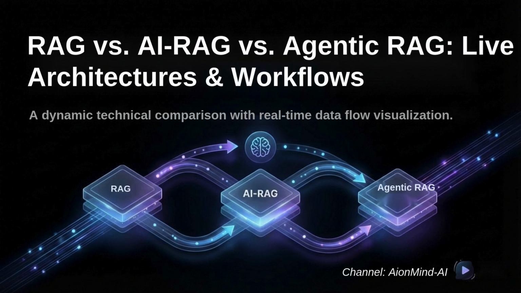Hello. In this video, we will break down three important AI system design patterns: RAG, AI RAG, and Agentic RAG. They sound similar, but they behave very differently in production. By the end of this, you will clearly know how each one works, where each one fails, and when you should use which approach.